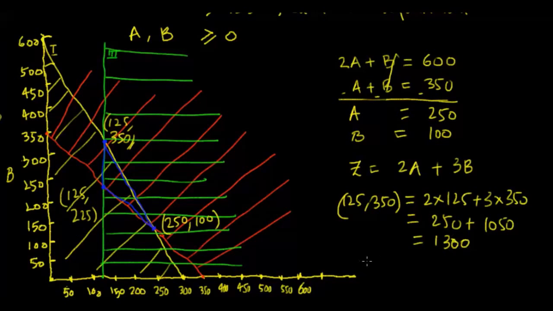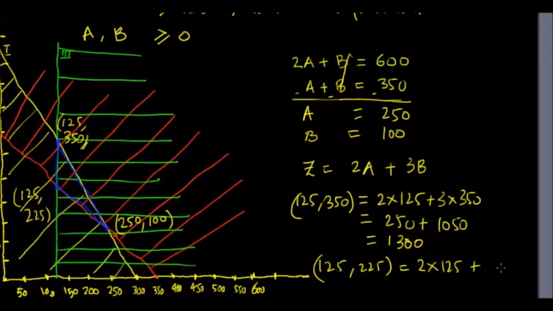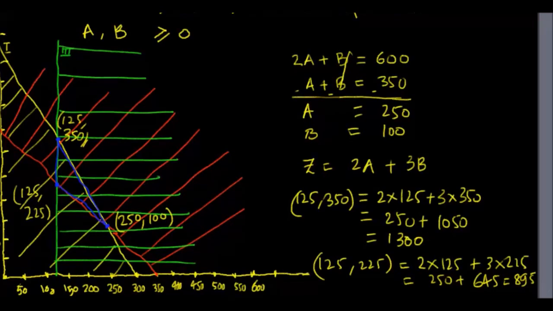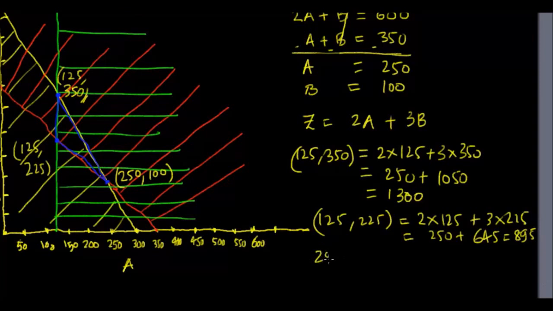The second point is 125, 225. Inserting this in the objective function, it will be 2 into 125 plus 3 into 225, which gives me 250 plus 675, which is 925, definitely less than 1300. Finally, insert 250 and 100 in the objective function, which gives me 500 plus 300, 800 as my total cost, which is definitely less than these two points.